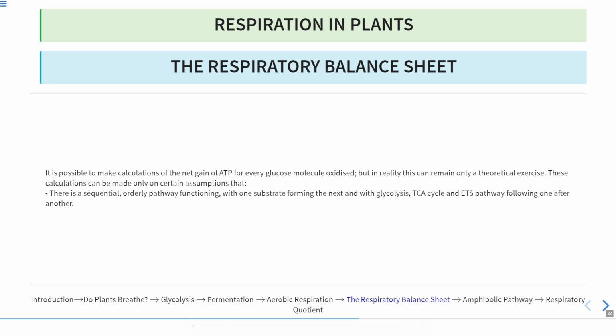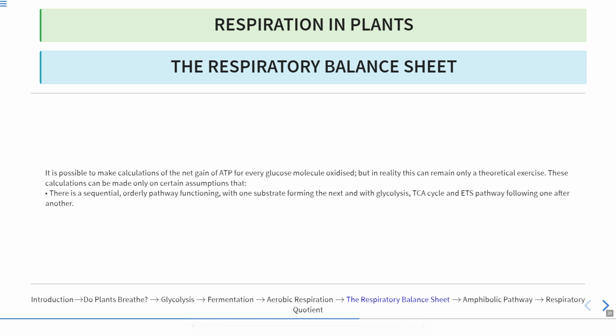It is possible to make the calculation of the net gain of ATP for every glucose molecule oxidized. So you can calculate how much ATP one glucose molecule can give, how much ATP is formed. But in reality, this can remain only a theoretical exercise. These calculations can be made only on certain assumptions, that there is a sequential, orderly pathway functioning. So whatever we have studied, the sequence of the reactions, is only occurring.